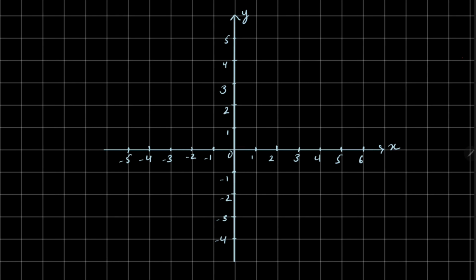Let's now study some aspects of the straight line function on the coordinate system. We've said that the straight line function is any function of the form ax plus b. On a graph, a represents the slope or the angle between the x-axis and the function, while b represents the y-intercept or the intersection between the function and the y-axis.